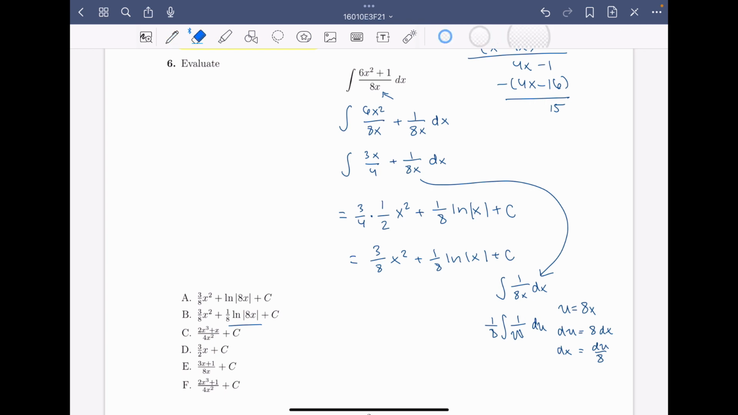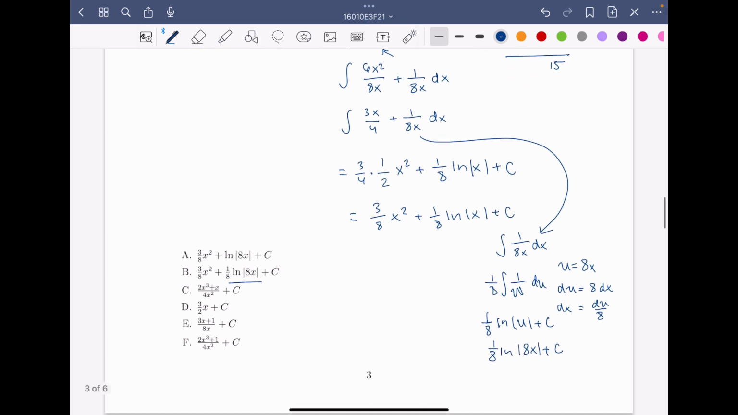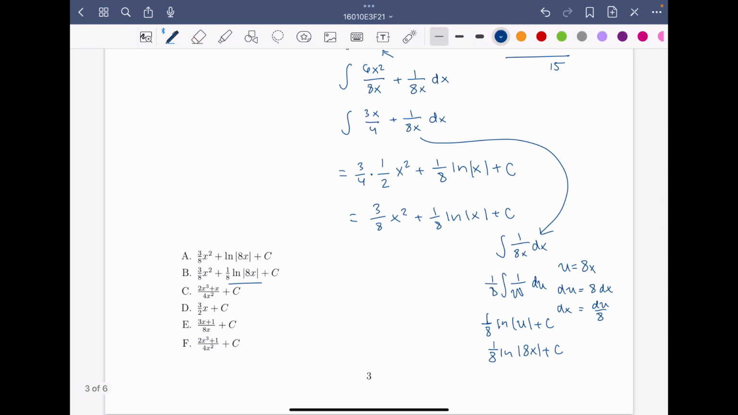Now, if we integrate that, we get 1/8 ln of u plus c, and then one more, 1/8 ln, replace the u, 8x plus c. Now, both our first term here and this term right here match, so our final answer is 3/8 x squared plus 1/8 ln of 8x plus c. So that gives us an answer of B.